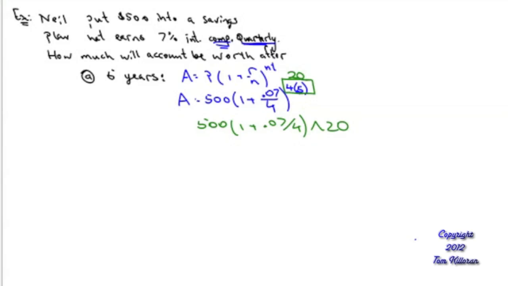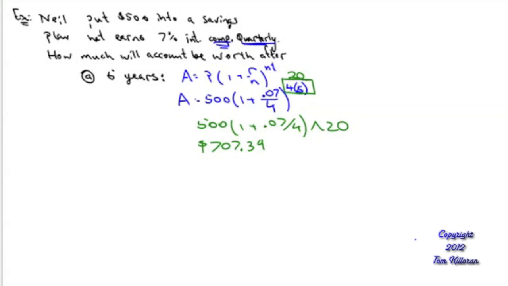What do you get? 707.39. So how much interest did he earn over a 5-year period? Subtract 500. Yeah, it would be $207.39. That's not bad if you think about it. You just let the money sit there and he earned $200.